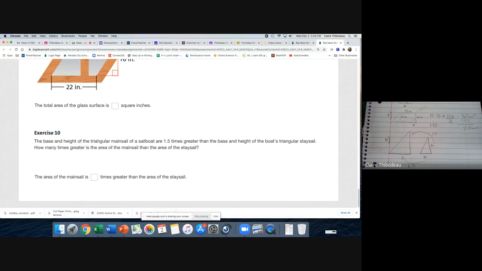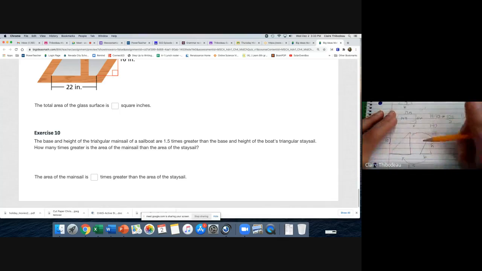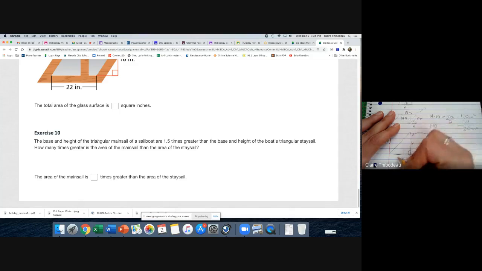So what we're going to do is, when you don't know something, you can always guess and check. You can always plug values in and play around with it to see what it comes out to be. So I'm just going to say, oops, this is supposed to be a straight line, by the way. Because remember, your height is supposed to always be a perpendicular line. So sorry about that. Okay, so here's my height and base.